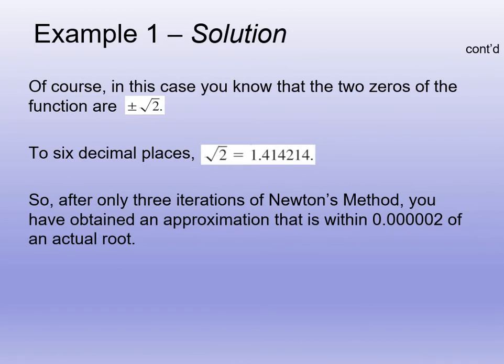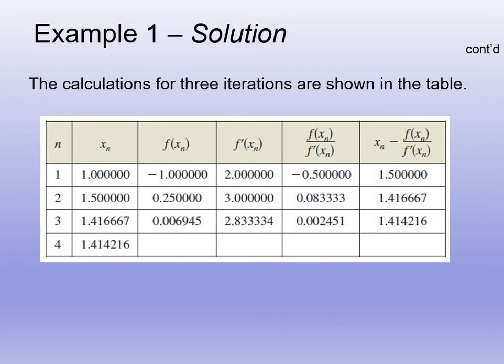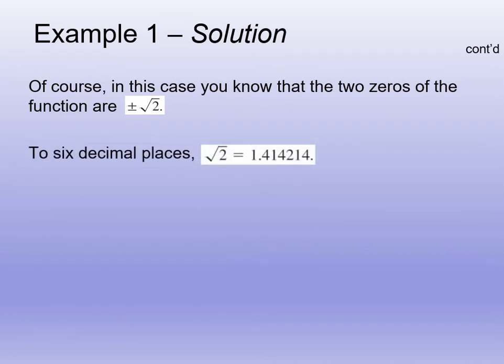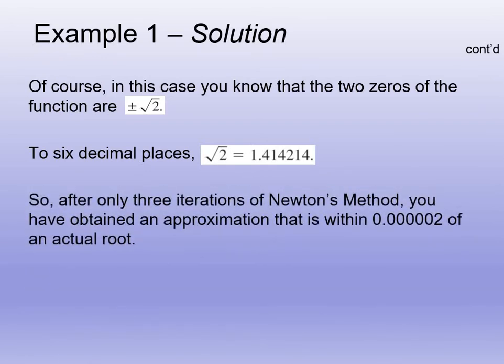All right, so after 3 iterations of Newton's method, we're approximately within 0.000002 of the actual root, if we look back at the table here. Because it's 1.414216, and the actual root right there is 1.414214. So the real root's 14, and we calculated 16 within 3 iterations.